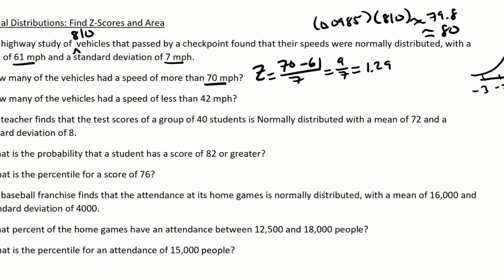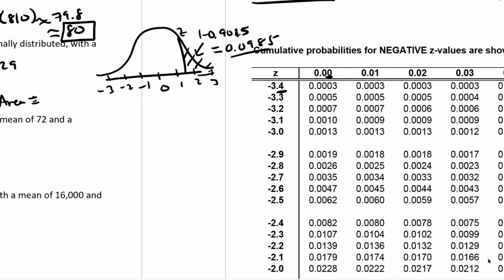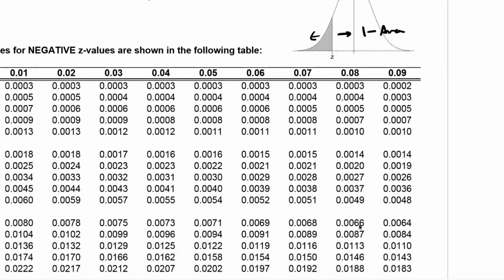Now, how many vehicles have a speed less than 42? So we're going to do the same thing. So 42, find the z-score. 42 minus 61 divided by 7 is approximately negative 2.71. Now we want it to be less than, so we're going to look up negative 2.71 to find the area, okay? We want to the left, which, remember, the table gives us to the left. So if it gives us to the left, just use whatever the value is for your answer.